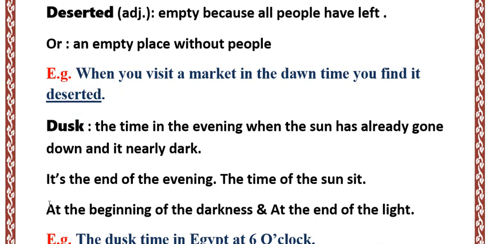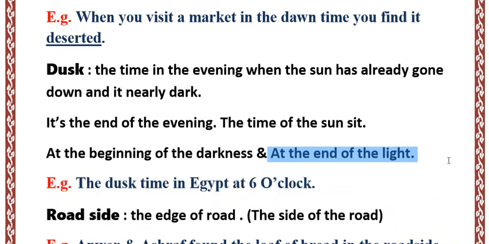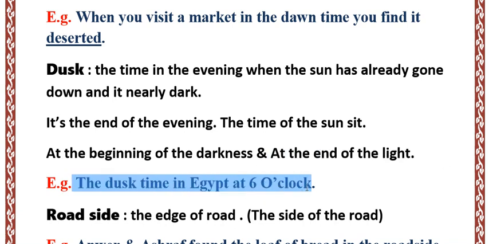The dusk time is the time at the beginning of darkness and at the end of the light. Okay. Here the dusk time in Egypt may be at 6 o'clock, okay? So it's an example here. The dusk time in Egypt is at 6 o'clock, okay? Okay, let's go now for the following word, which is the roadside.